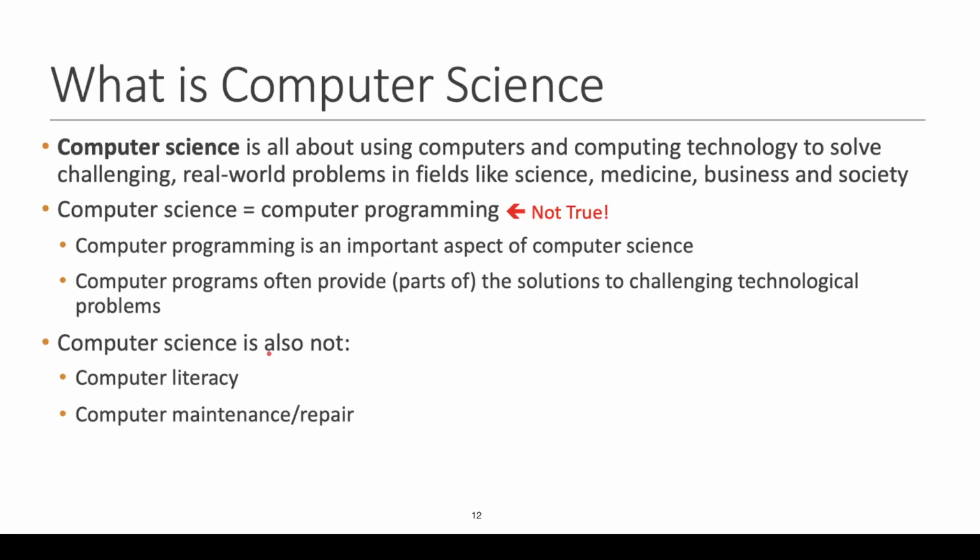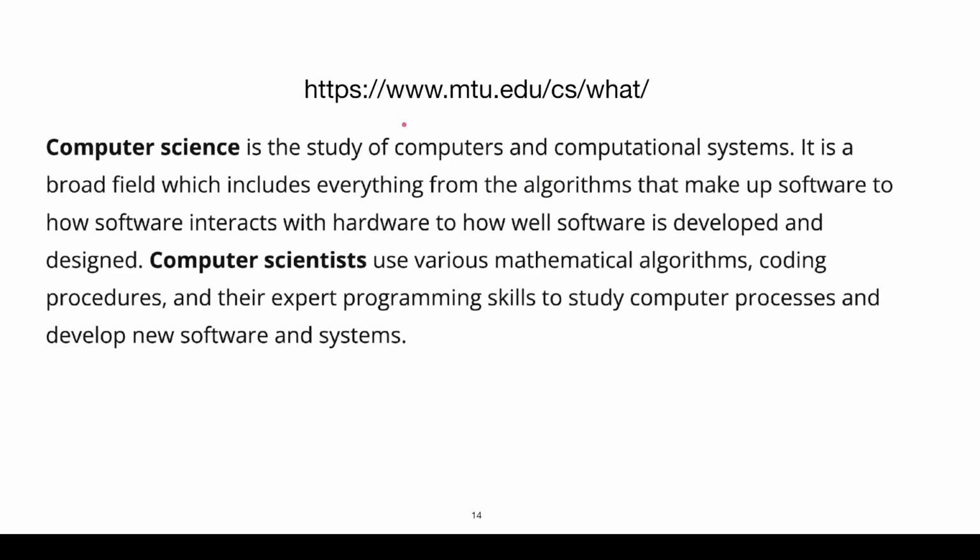So to conclude, we can say that computer science is the study of computers and computational systems. It's a broad field which includes everything from algorithms to how hardware and software interact together, and computer scientists use various mathematical algorithms, programming procedures, and their expert programming skills to study computer processes and develop new software and systems. So that's the conclusion and the idea regarding computer science. If somebody asks you what computer science is all about, then from this session, the objective is achieved, that you have a fair idea of what computer science is all about.